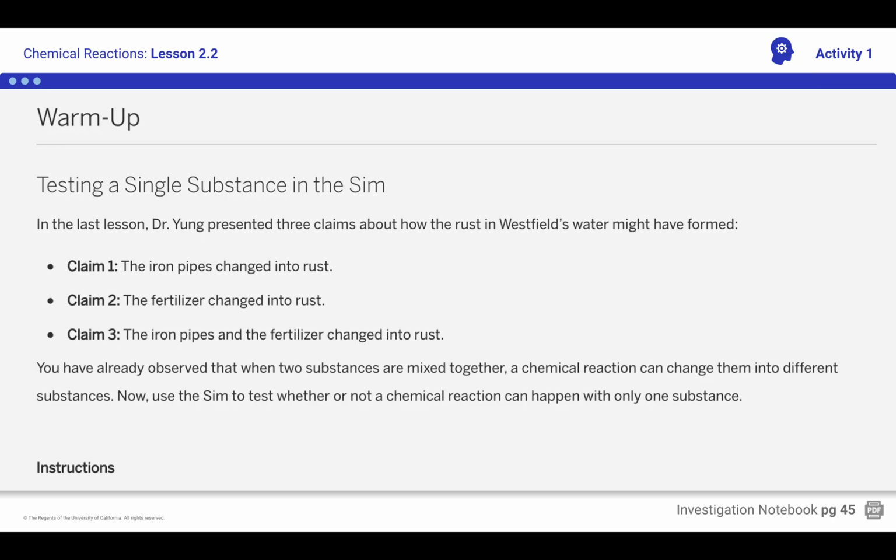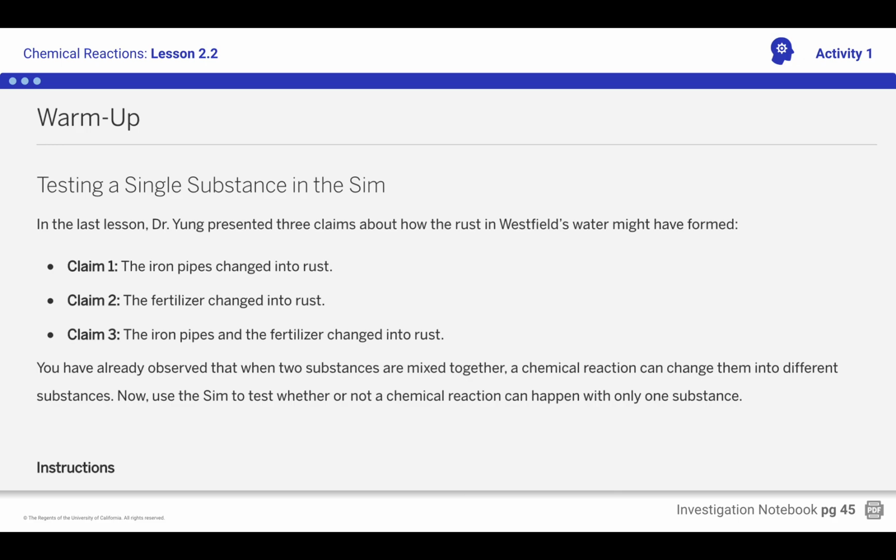In yesterday's video, if you were gone, you saw that we had 3 claims. Claim 1 said that the iron pipes transformed or changed into rust. Claim number 2 said the fertilizer changed into rust. And claim number 3 said the iron pipes and the fertilizer changed into rust. Remember, we're trying to figure out which claim is correct and which one is best able to explain how the rust in Westfield's water may have formed.